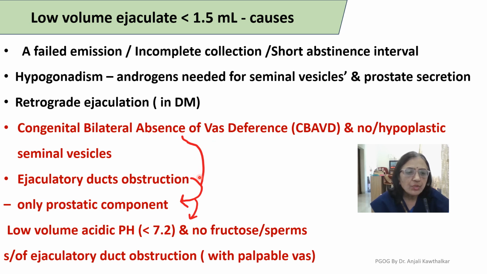the semen will have only the prostatic component, and the prostate contributes a small amount of semen, mainly the acidic component. So there will be low volume, acidic semen with pH less than 7.2, and absence of fructose, absence of sperms. This is strongly suggestive of one of these two possibilities. Now, if a palpable vas deferens is there, then it is almost conclusive that there is an ejaculatory duct obstruction.